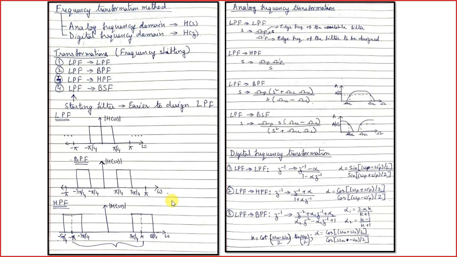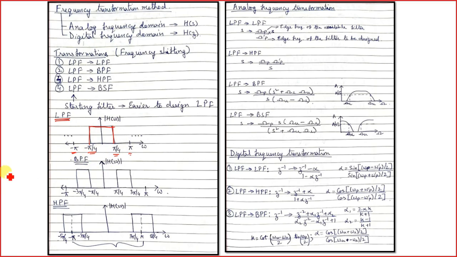Now why is this important? Let us take the frequency response of a low pass filter. Now in the digital domain, our frequency response is limited to minus pi to pi. Say for example, I have a low pass filter having filter response in the range of minus pi by 4 to pi by 4.